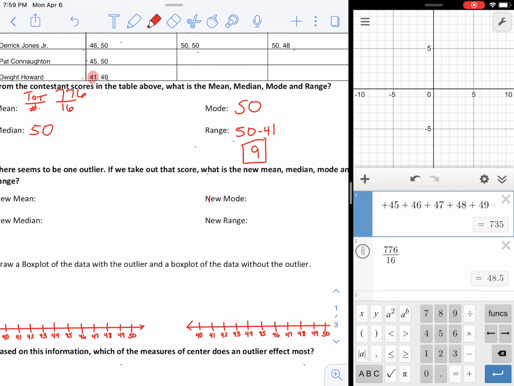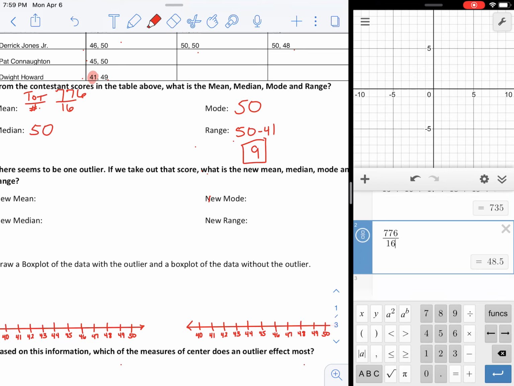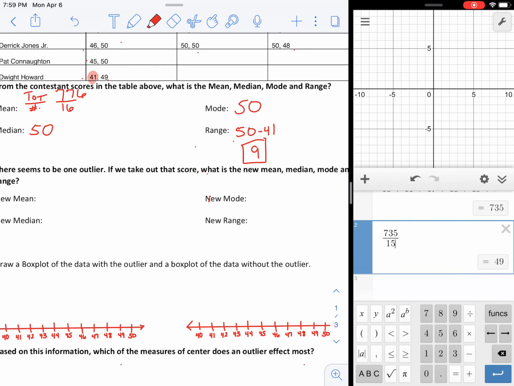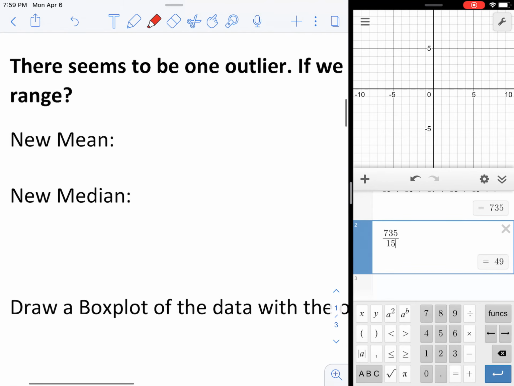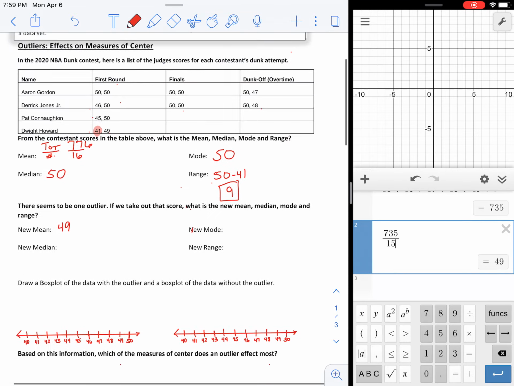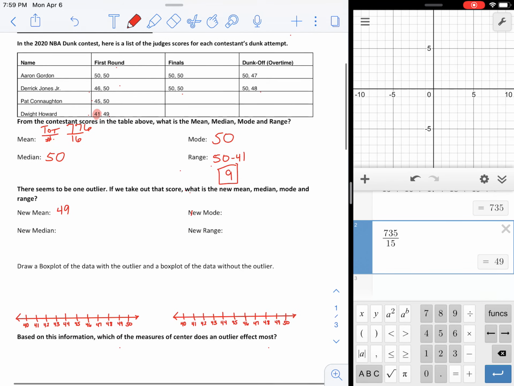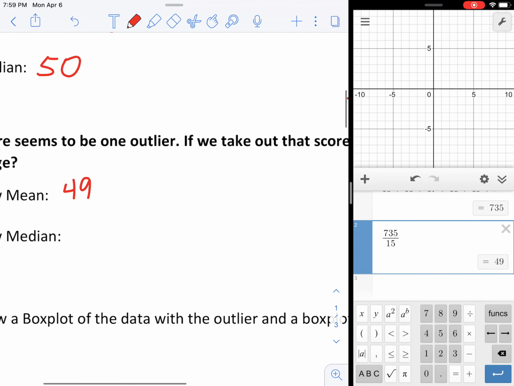Okay, take out the 41. Now we have 735. 735 divided by 15, because there's only 15 numbers, is 49. Before there were 16 numbers, now there are 15 numbers. So once again, we're going to end up with a 50 in the middle.